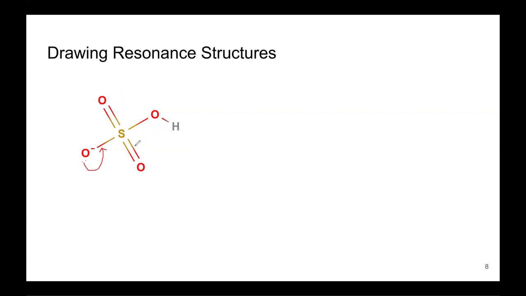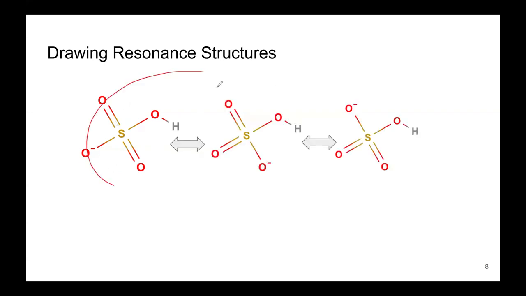Or alternatively, this bond can come here. So the valency of each of the atoms does not change, but where the lone pair is positioned can change in resonance structures. So these three are called resonance structures.